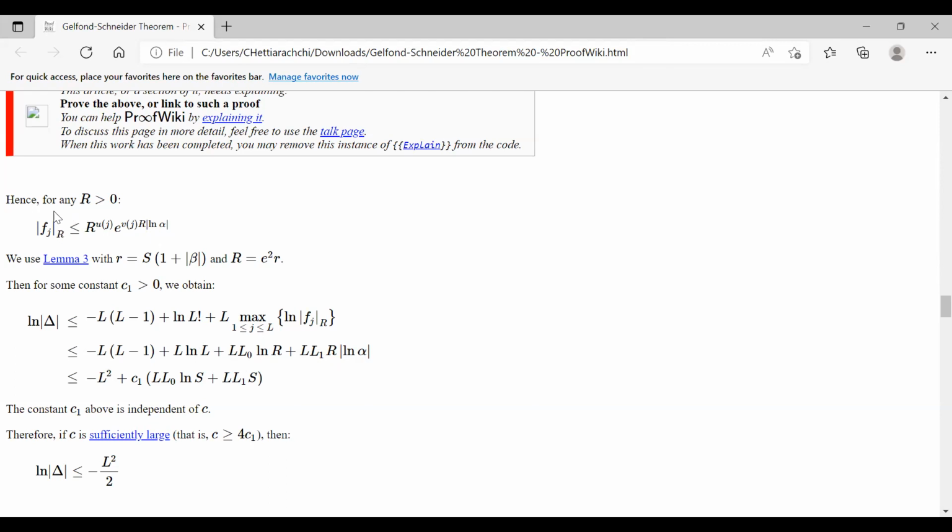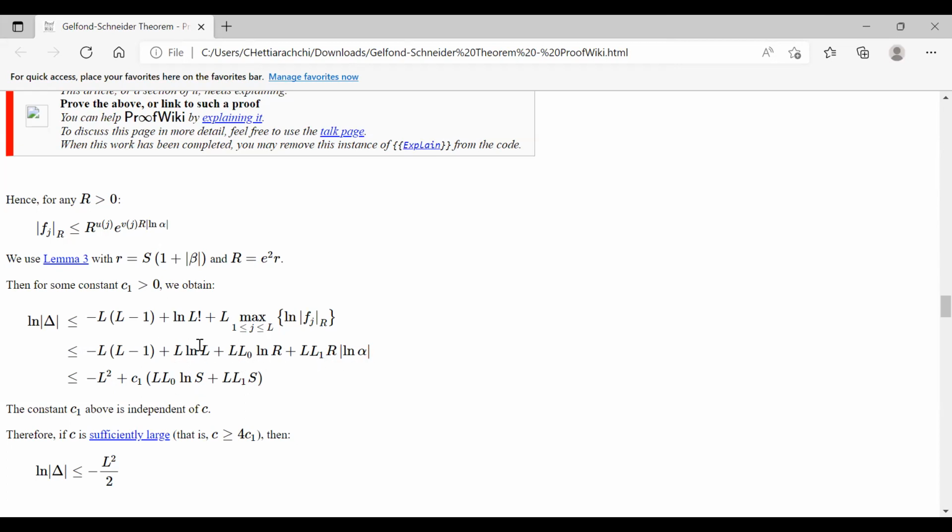From this one, you take ln of this side, each fj of R, and then you get this one. So you have L of them, so you get L1 R ln. Then what we can do is multiply L by minus L, get minus L squared, and then you get the expression here. The expression will be plus L ln L, L0 ln R, L1 R ln alpha.